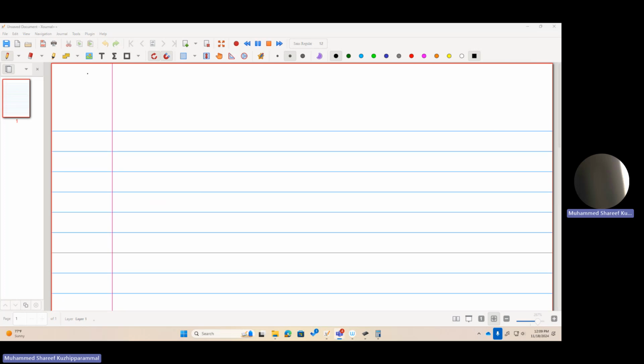Right here, question number 1: find the slope and intercepts of the linear equation. What is that? f(x) = -6 + 3x. Okay, students, now let us solve it. Answer.